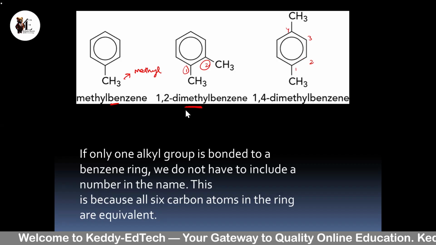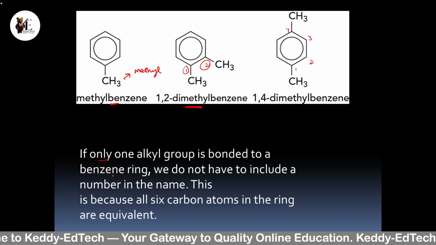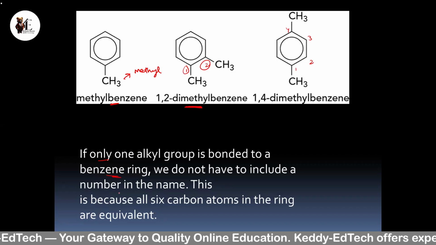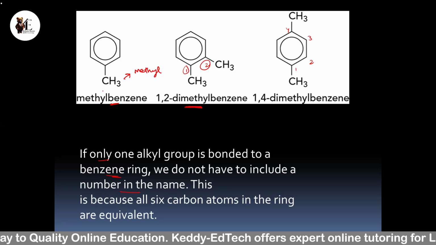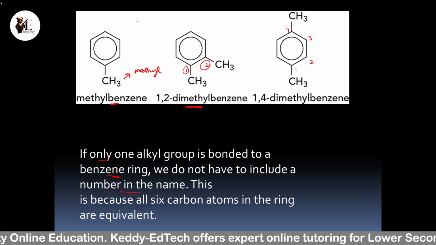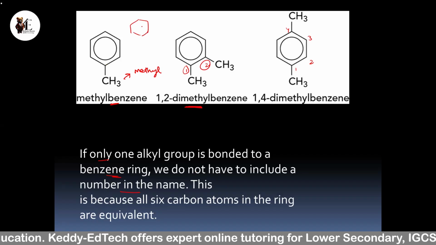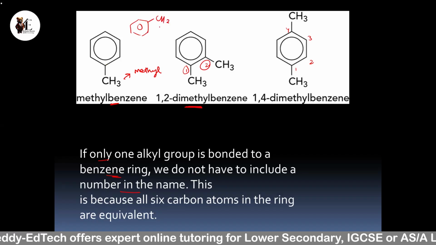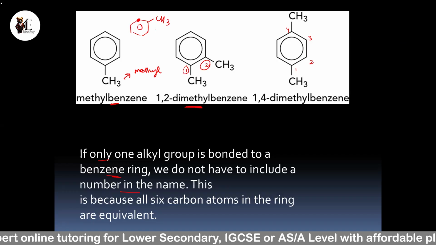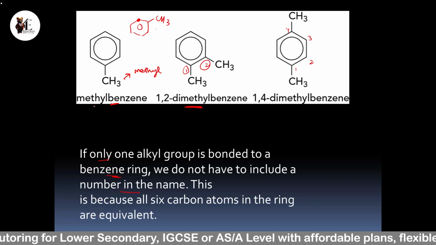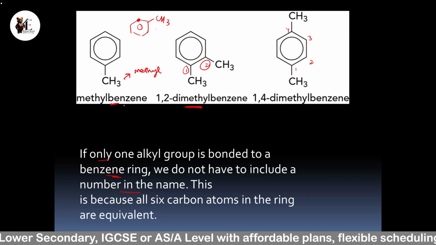So it is 1,4-dimethyl benzene. If only one alkyl group is bonded to a benzene ring, we do not have to include a number in its name. For example, here we have written 1-methyl benzene because there is only one group. If you write CH3 in this position, then also it is methyl benzene. When there is only one alkyl group, you do not need to write the number in its name.